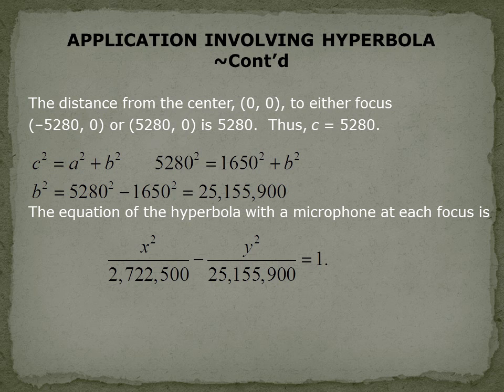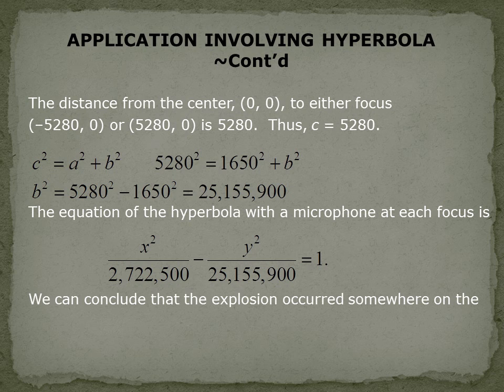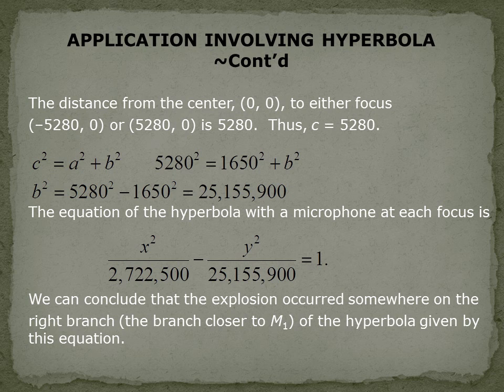The equation of the hyperbola with a microphone at each focus point is x squared over 2,722,500 minus y squared over 25,155,900 equals 1. We can then conclude that the explosion occurred somewhere on the right branch, closer to microphone 1, of the hyperbola given by this equation.